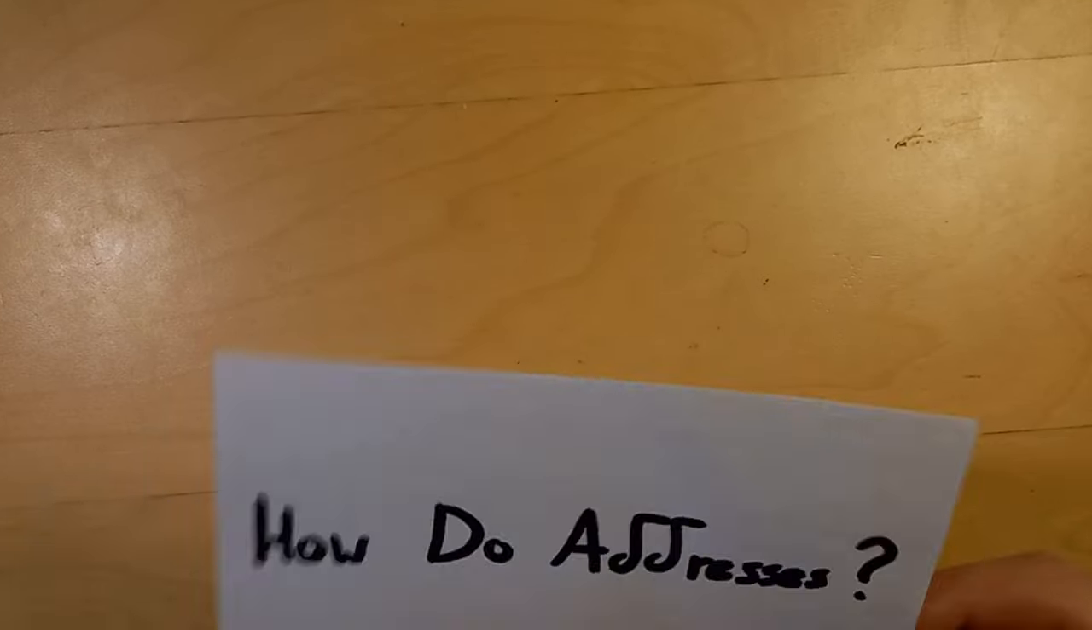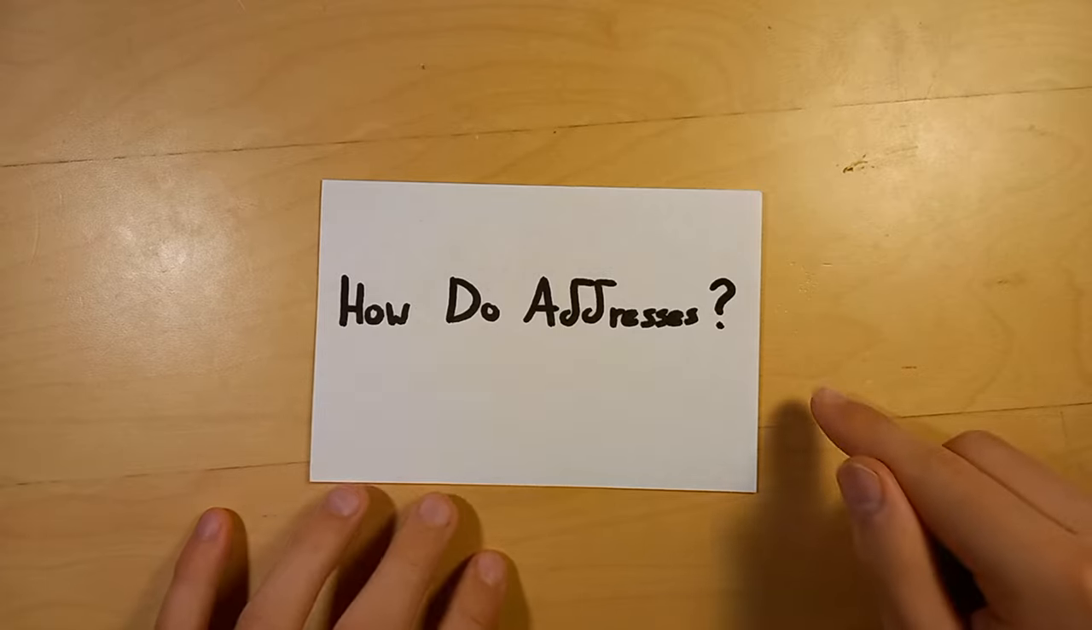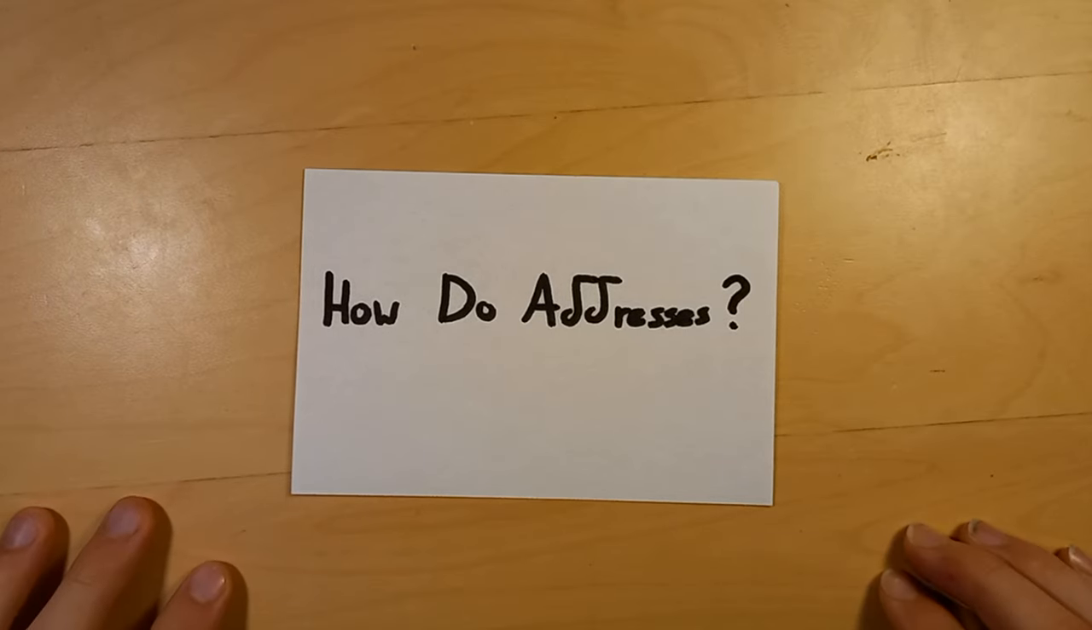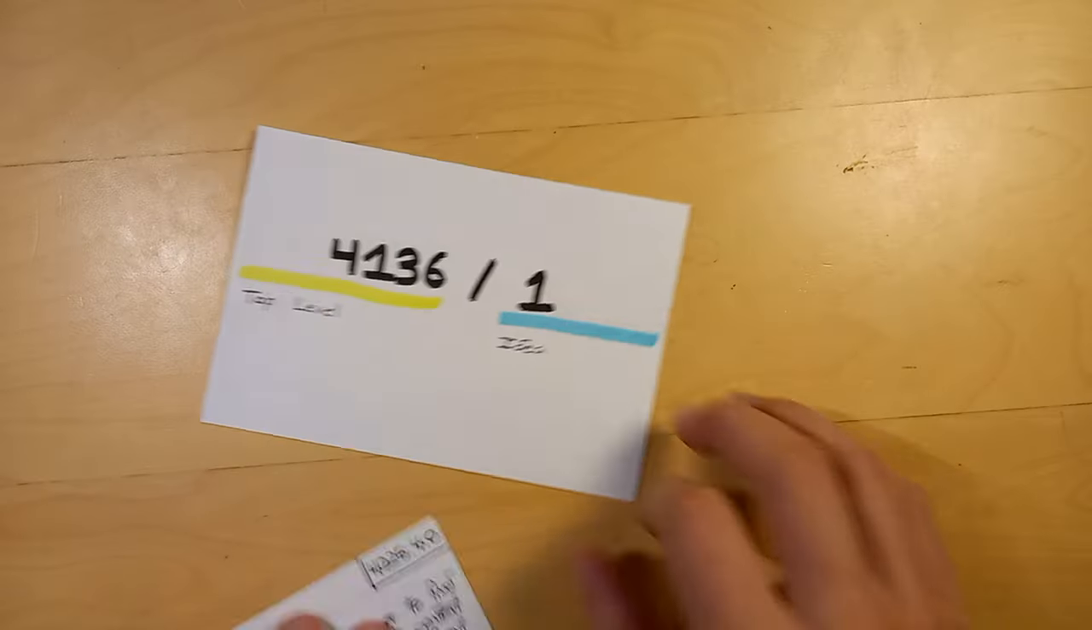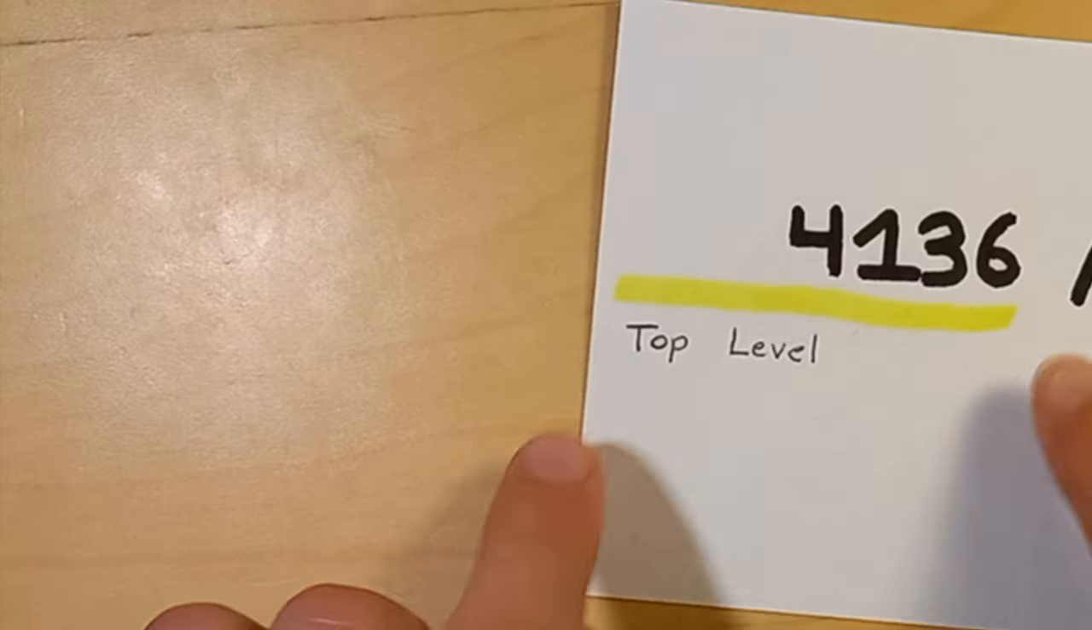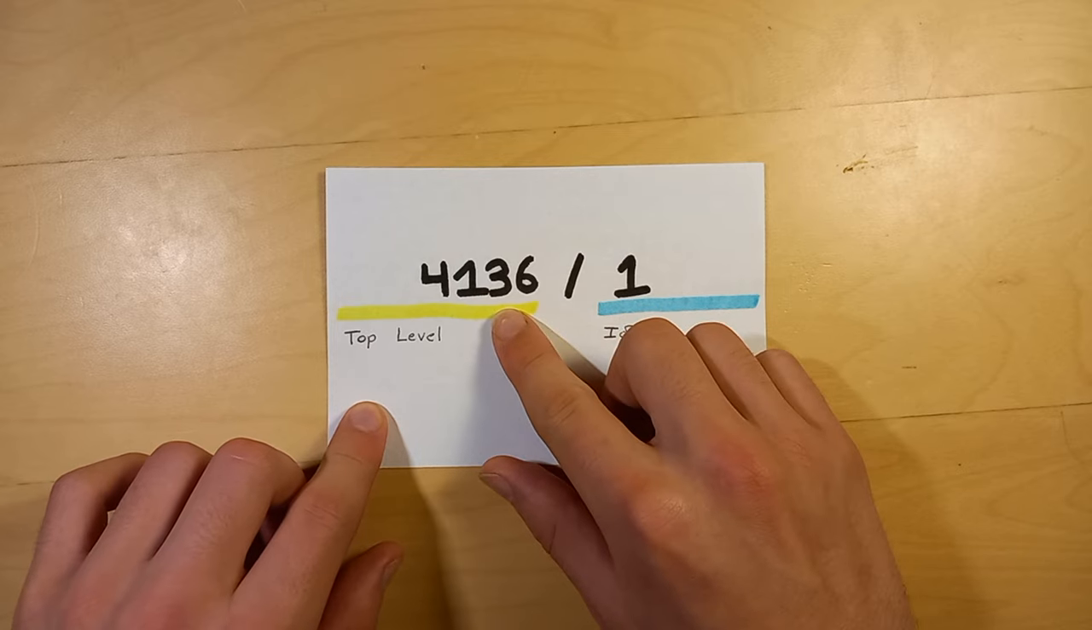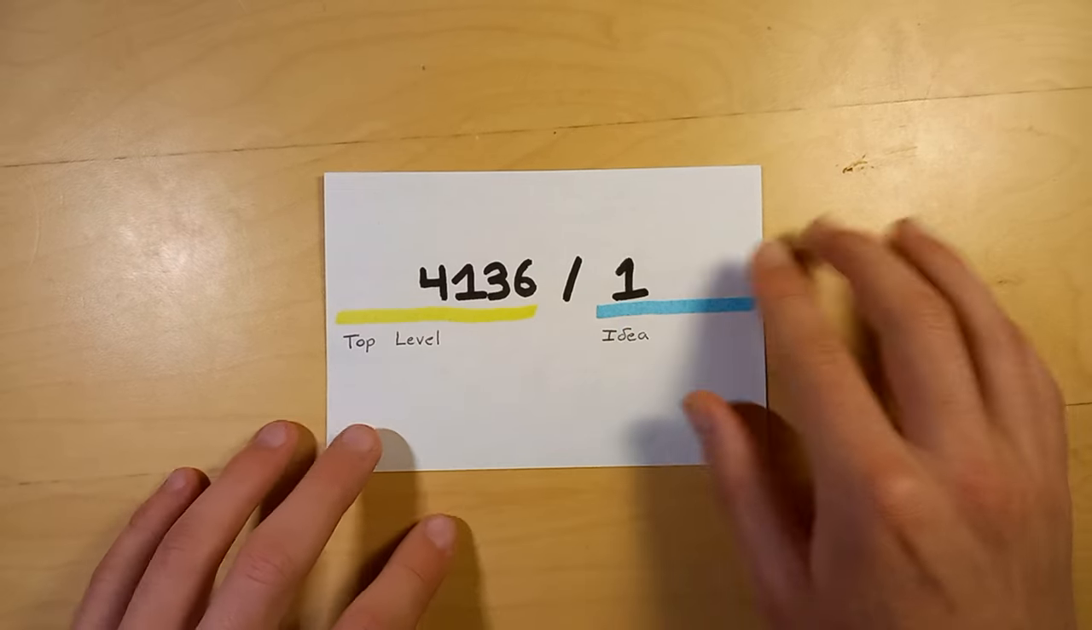The number one question I get in the Antinet community is, how do the addresses work? And so I'm going to give you a really quick rundown. Every single card has an address, which is either in the top right or the top left. Your address is made up of a top level and an idea. The top level category is arbitrarily defined using the academic disciplines.